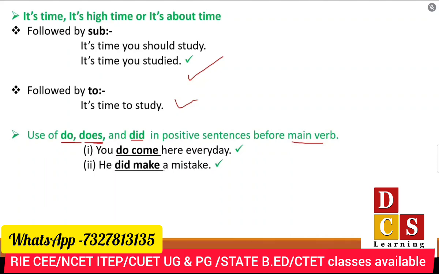He did make a mistake. हाँ, उसने तो गलती की ही है, right? You are trying to emphasize the main verb of the sentence, right? So we use do, does before the main verb. Yes or no? Is it clear to you?